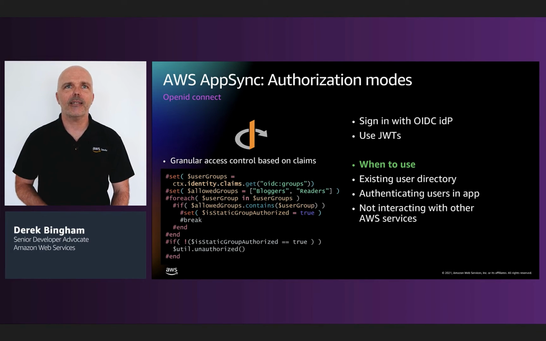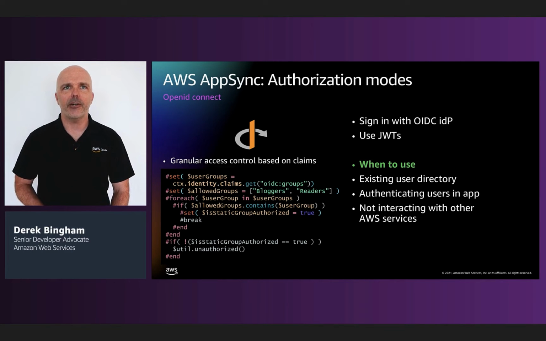Next, we're going to look at the OpenID Connect Authorization mode, or OIDC. This is similar to Cognito user pools, essentially because we are talking about JWTs to get access. So this is good when you have an application that already has a user directory. So you might have an external OIDC identity provider. You can then set up AppSync to interact with that OIDC and to properly identify and authorize requests with the JWTs that are returned from that provider. This works well with apps where you need to authenticate users and where you have an existing user directory.